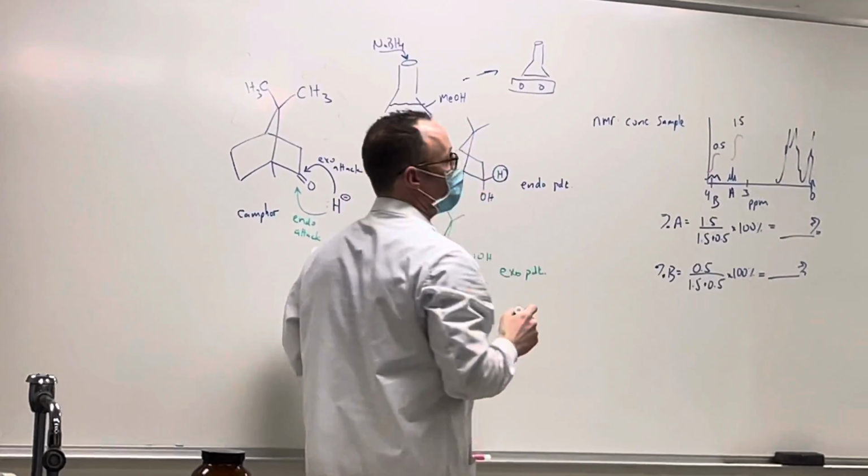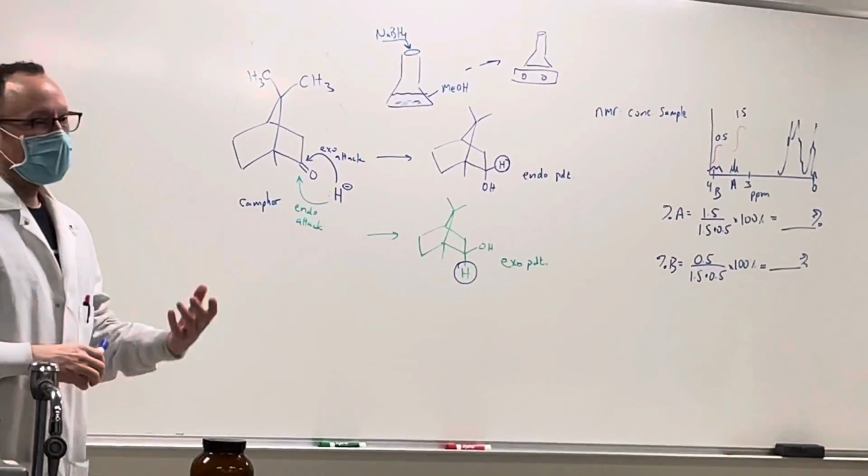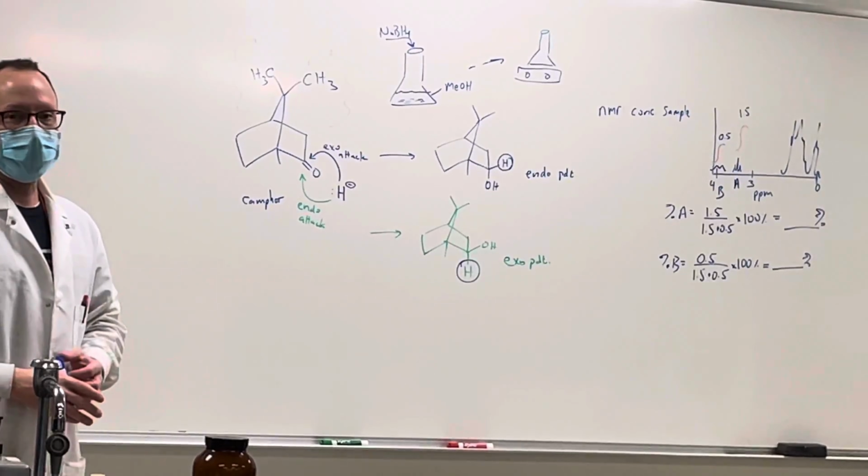What you're going to do once you add the borohydride is go ahead and gently heat that. Okay? So heat it gently on the hot plate, again, for about 5 minutes or so.